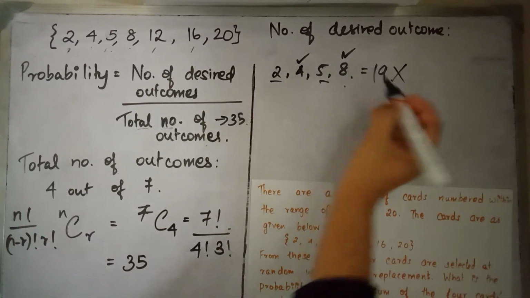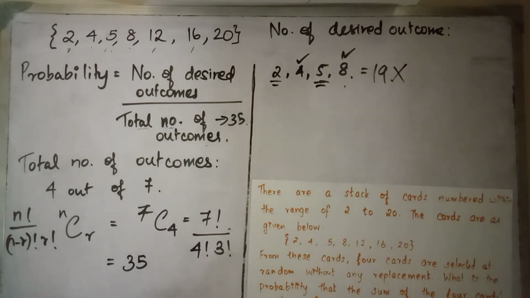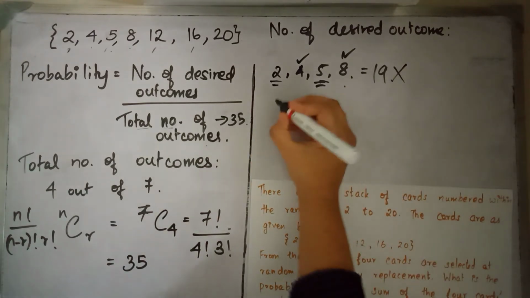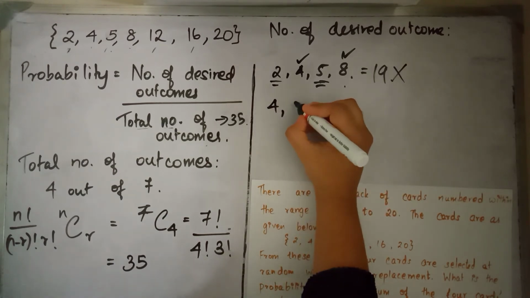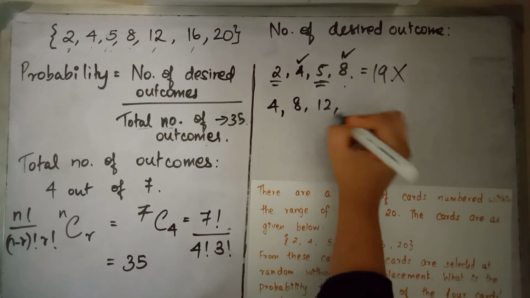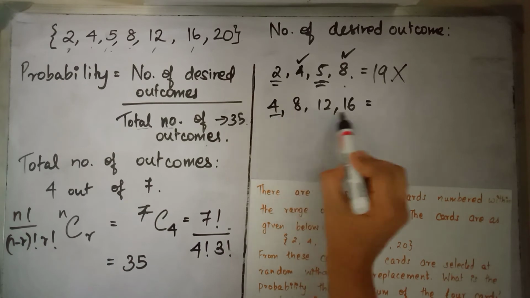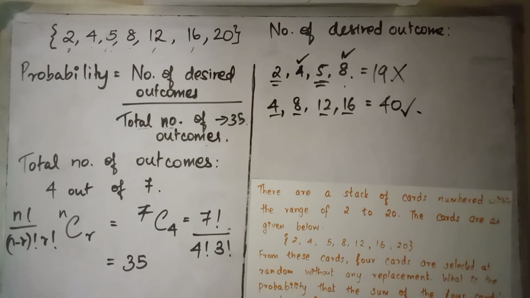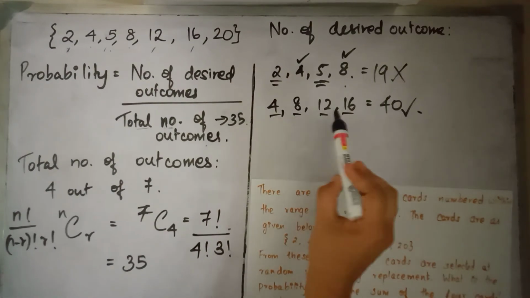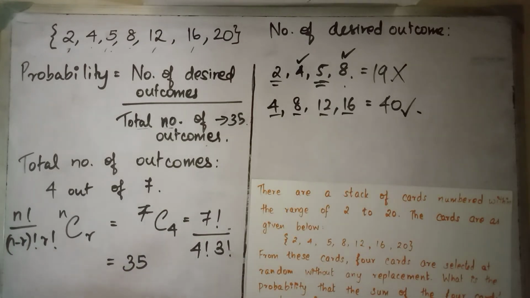Now notice that it's not a favorable outcome only because of the presence of these two non-divisible numbers. On the other hand, if we had taken all 4 numbers which are divisible by 4, for example 4, 8, 12 and 16, this will be 20, this will be 20, so 40. 40 is a desirable outcome. It's divisible by 4. So if you take any 4 cards that are all divisible by 4, then the outcome is favorable.